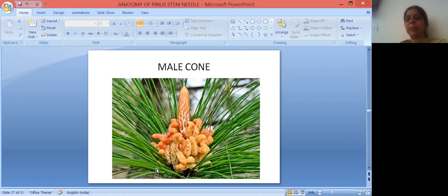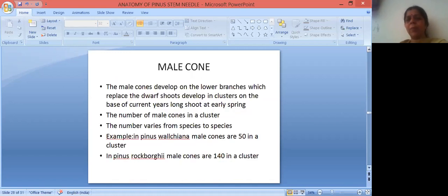And in Pinus roxburghii, there is formation of 140 male cones. So here the number differs. The formation of male cones is a minimum of 15 and a maximum of 140. So remember this point. In Pinus wallichiana, they are 15 in number, male cones in a cluster. In Pinus roxburghii, they are 140 in number. At the onset of spring, the male cones fall off and simultaneously the young female cones are born in pairs in a cluster around the tip of the long shoots. The number varies.